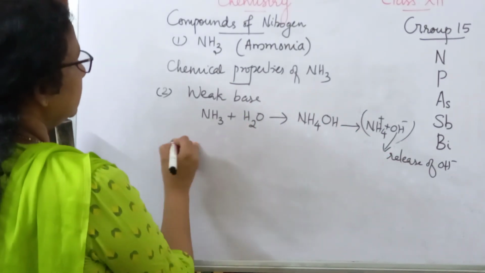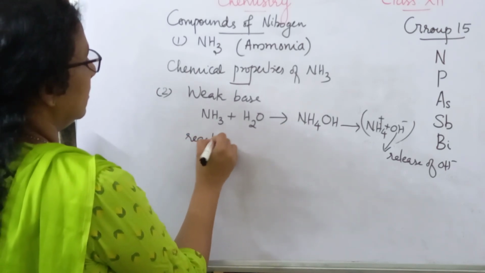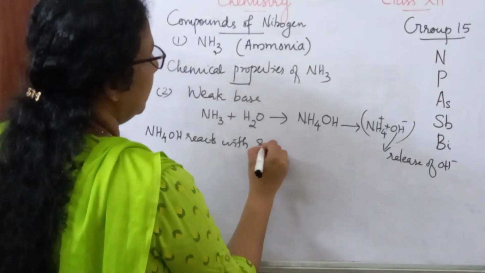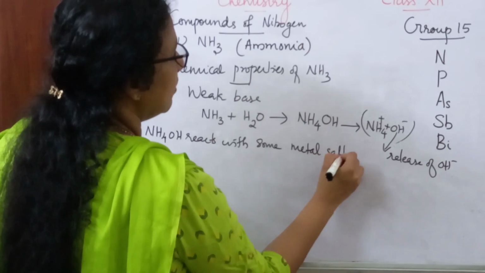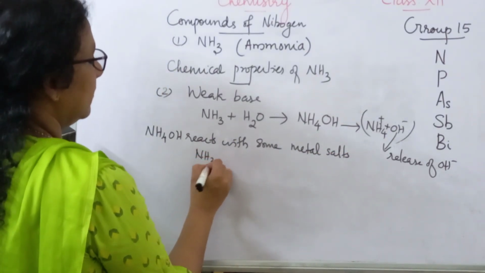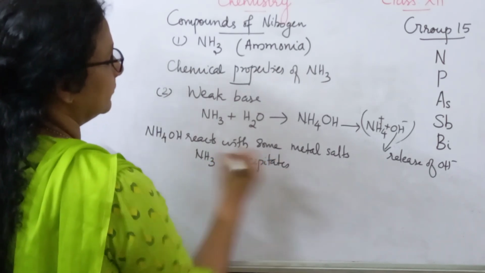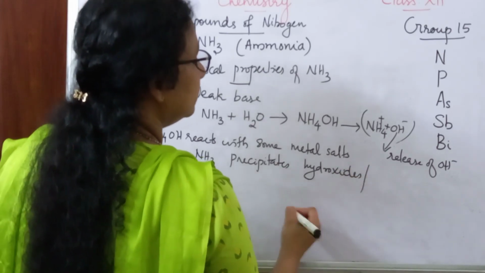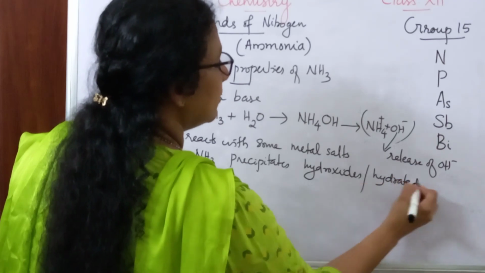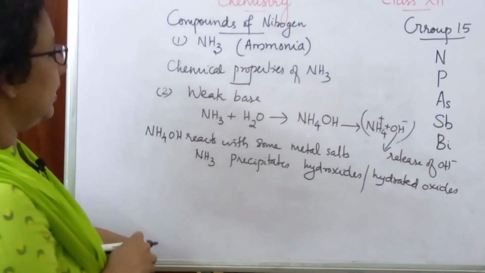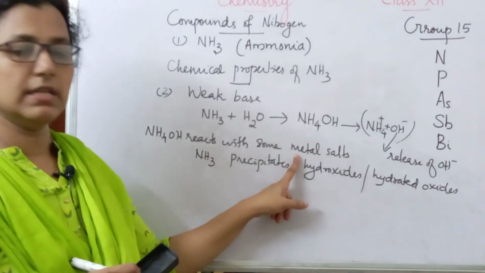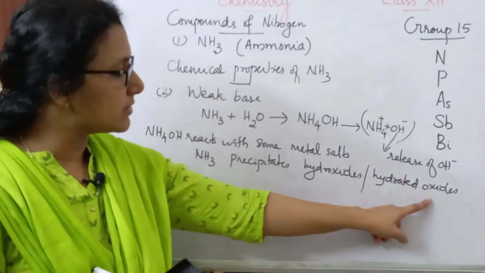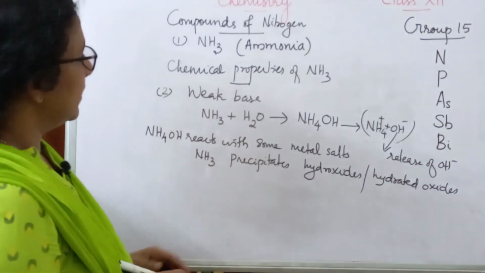Ammonium hydroxide reacts with some metal salts. Actually, ammonia precipitates hydroxides or hydrated oxides. So if we are using ammonia with some metal salt solution, that precipitates hydroxides or hydrated oxides. So let us see some examples.